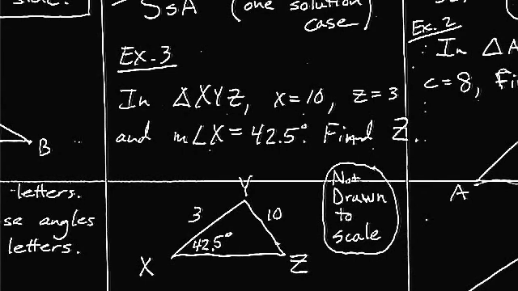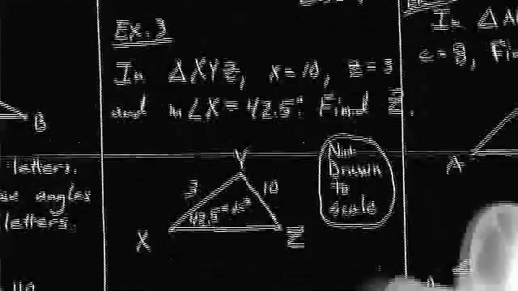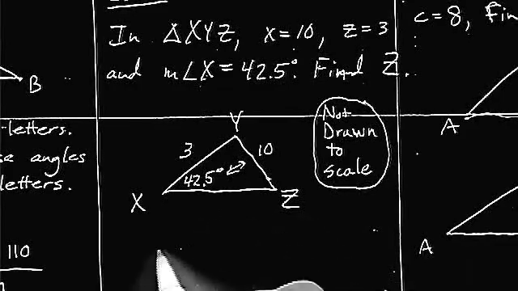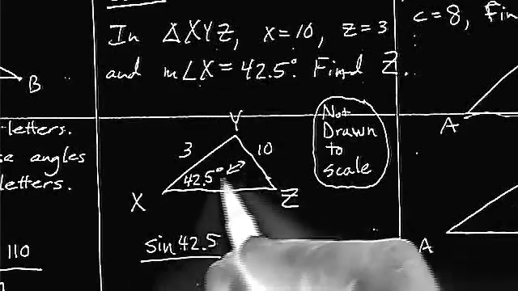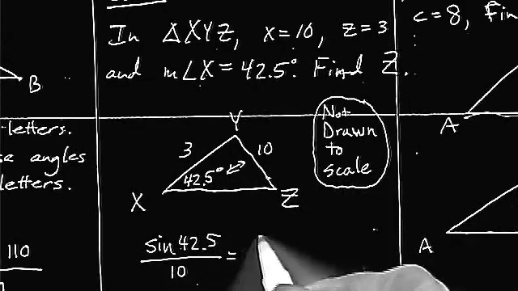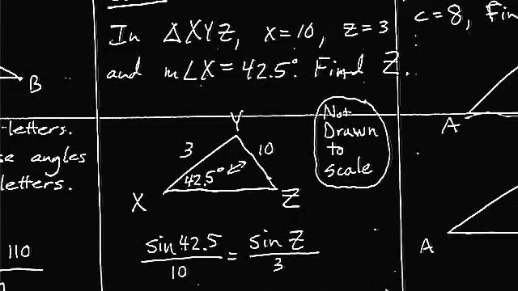Why didn't it look like right triangles? Possibly, but at this point, I don't know that. So, do we have a known angle and a known opposite side? Yes. So I know that I can use the law of sines. It's not a right triangle, so I can't use basic SOHCAHTOA. So we have sine 42.5 over its opposite side of 10 equals the sine of angle Z over its opposite side of 3.